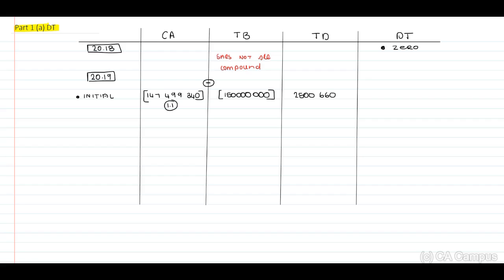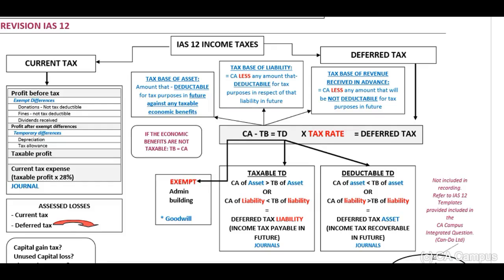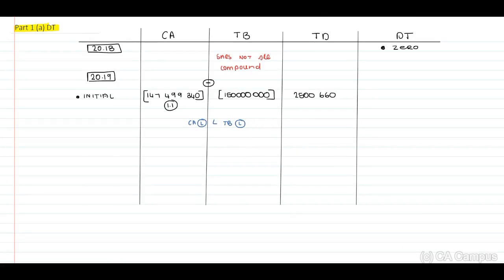25,00660. Now, back to our basics. The carrying amount of our liability is less than the tax base of our liability. Therefore, when you refer to your IAS 12 principles, the carrying amount of your liability is less than the tax base of your liability, and this will be a deferred tax liability. Right? Therefore, let's include this. This will be our deferred tax liability, and this will be 700,185.